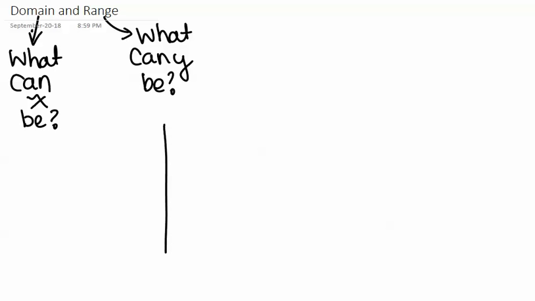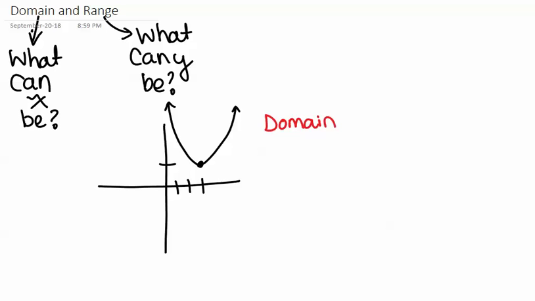So if we look at a graph, let's say we had a parabola with its vertex at (3, 1), and it's opening up. There's our parabola. We want to say the domain and the range. So for domain, we would look at all of the possible x values that the graph can be. So right here, the x value is 3. Over here, it's 4. Over here, it's 5. Here, it's 2. Here, it's 1. And so on. It's going to keep going.